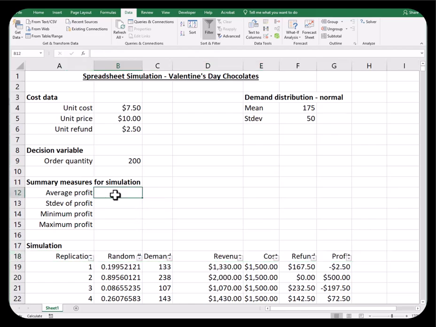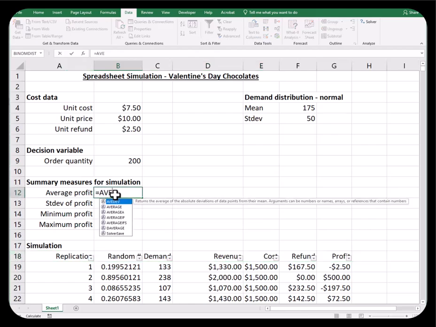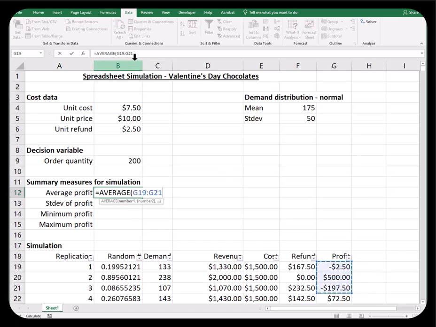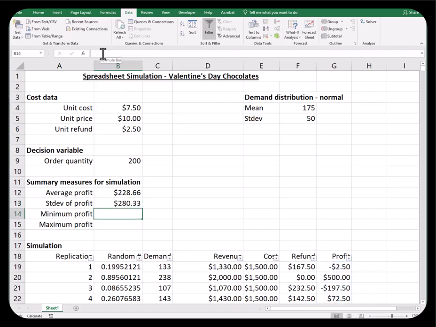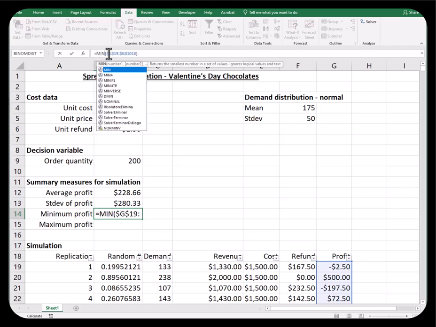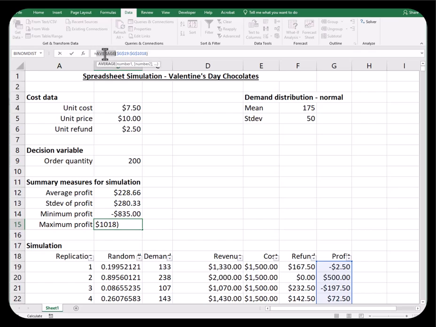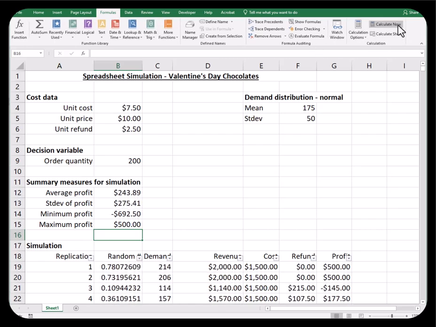So what we can do though is still compute the average. So the average profit will be the average of the profit column. That'll be G19 to G1018. And then to get the standard deviation, copy the same thing, we'll just change the function. And then if we want to see the minimum, and then the maximum. And if we recalculate the cells, we'll see we get differences. We get some differences that can occur.